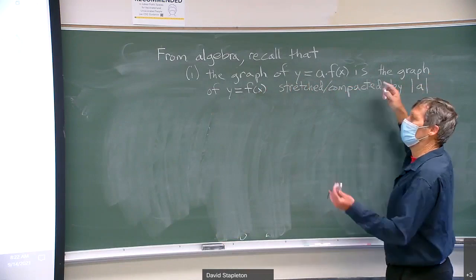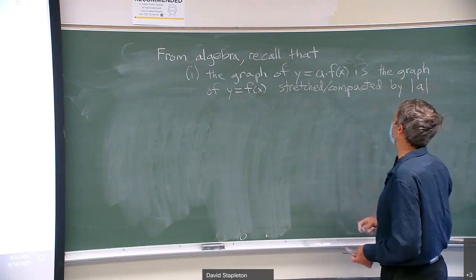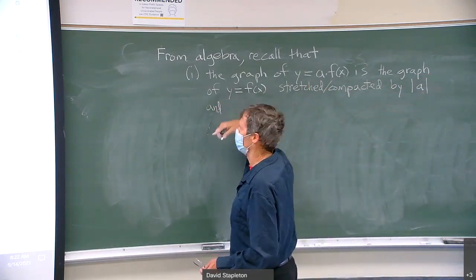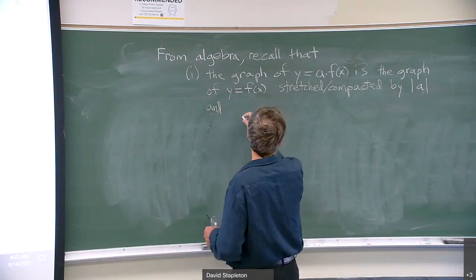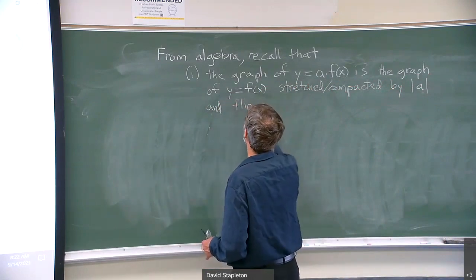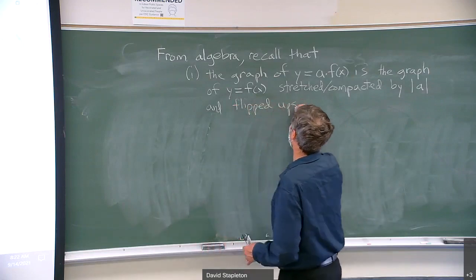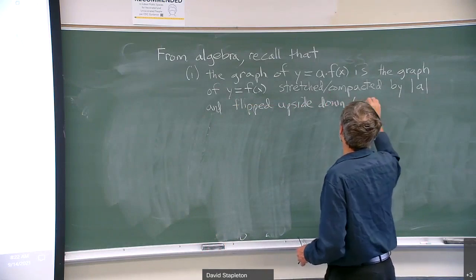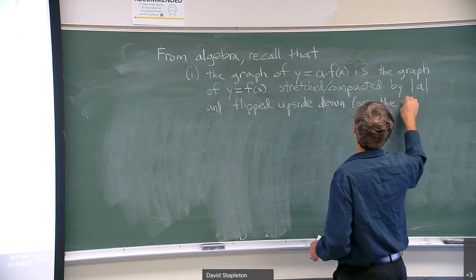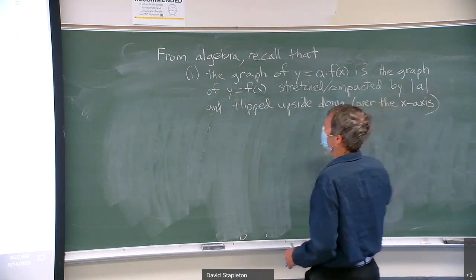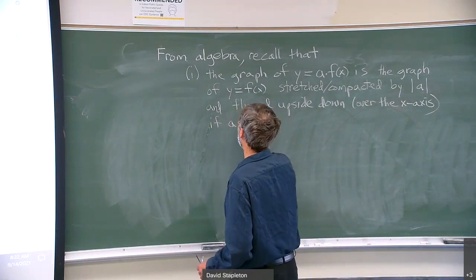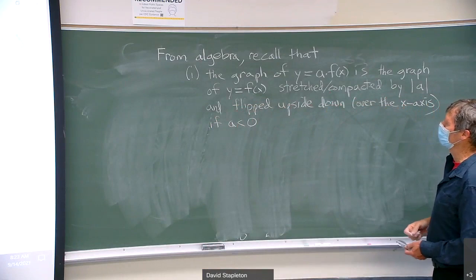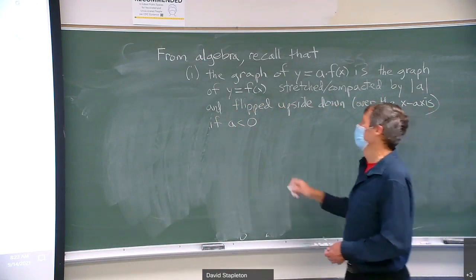So if a is 2, it's twice as tall, right? If a is a half, it's compacted to be half as tall. And then, if it's negative, it makes all the y coordinates negative from what they were, so it's flipped upside down over the x-axis if a is less than 0. There's a stretch or shrink by a factor of absolute value of a and possibly a flip if a is negative.